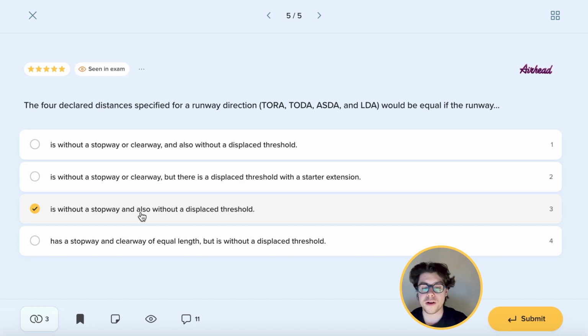Of course, here, remember, actually clearway also needs to be not taken into account, because clearway is used to calculate takeoff distance available, and of course displaced threshold will affect the distances available as well, and absolutely stopway increases our landing distance available. So if all of these are missing, then of course TORA, TODA, and ASDA, all of these will be simply the same, which is a balanced runway, the easiest one to calculate all the distances and factorized performance calculations.